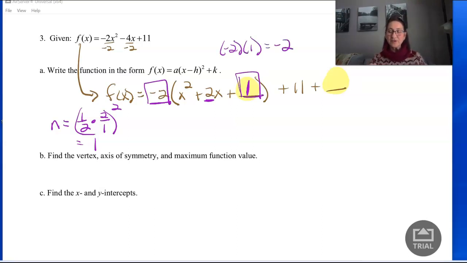Okay, which is a -2. So the opposite of -2 is a positive 2. And that's what goes in that second blank. All right, let's move on.